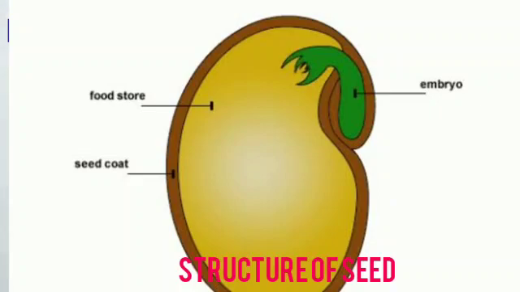Then you can see cotyledons. Look at the picture, children. Cotyledons are mainly used to store food for the plant to grow. The small plants absorb the food from the cotyledons. Then you can see a small plant which is called the embryo. So seed coat, cotyledon and embryo. These are the structures of a seed.